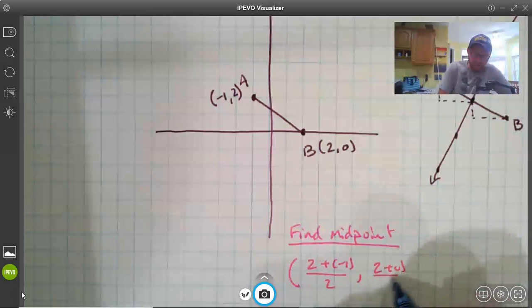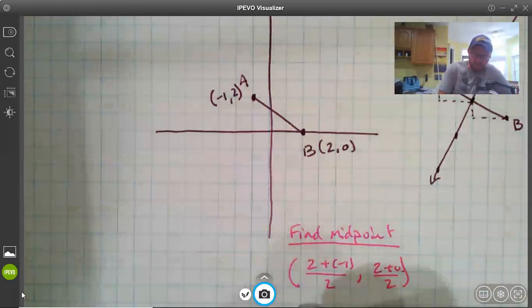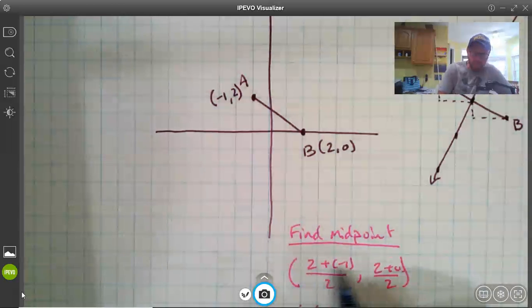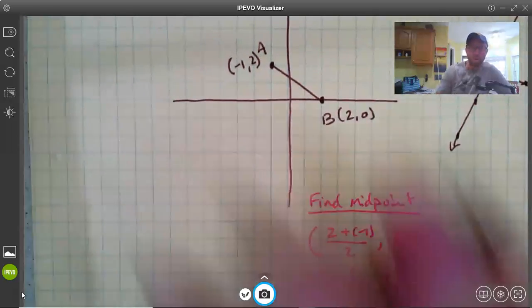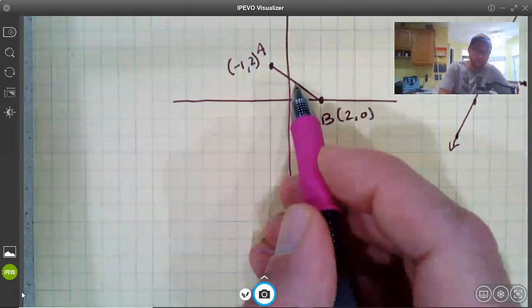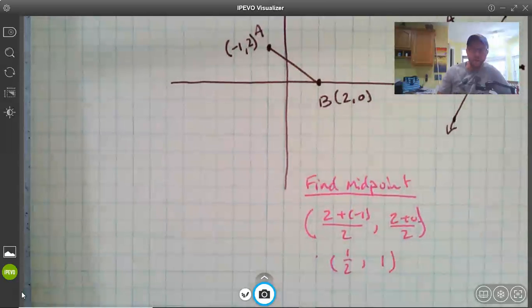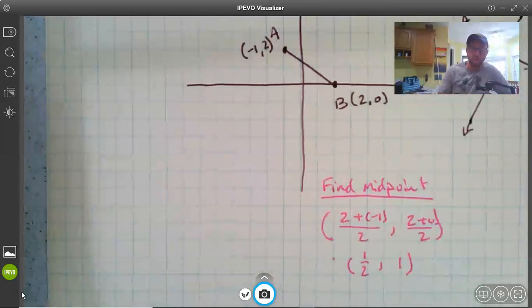2 plus 0 over 2, which gives us a midpoint of, 2 plus negative 1 is 1 over 2, it's 1/2. And 2 plus 0 is 2 over 2 is 1. So the coordinates for our midpoint are 1/2, 1. And you can see where it is. It's right about there. Okay. Next, we need to find the slope of the line.